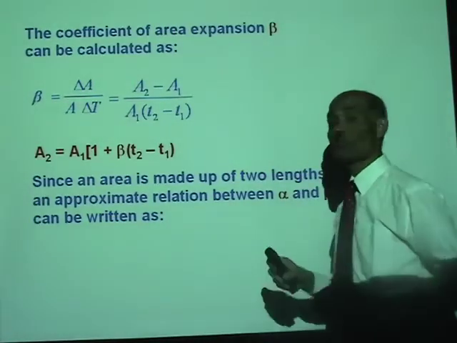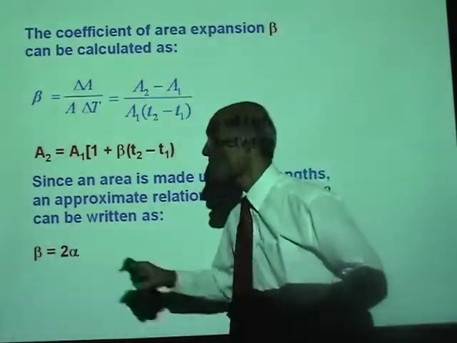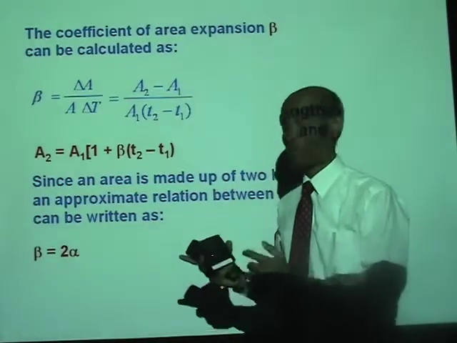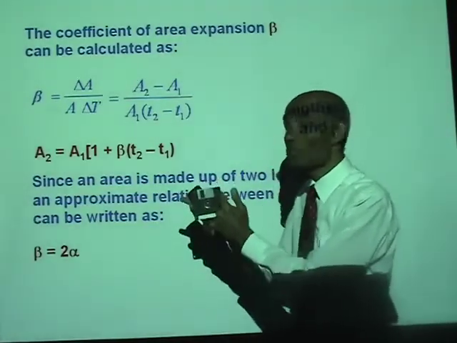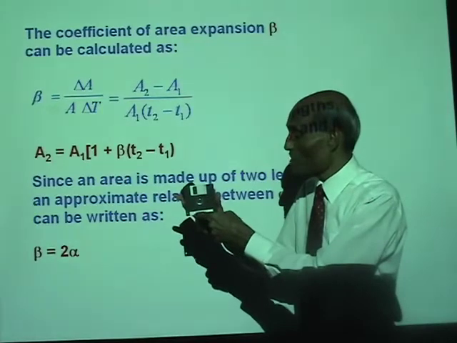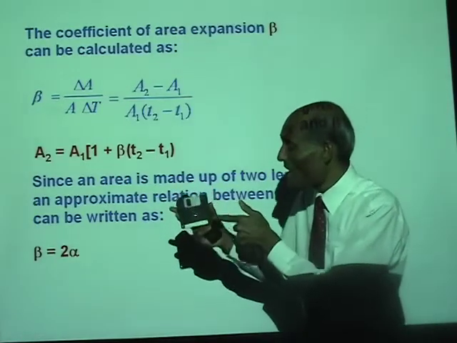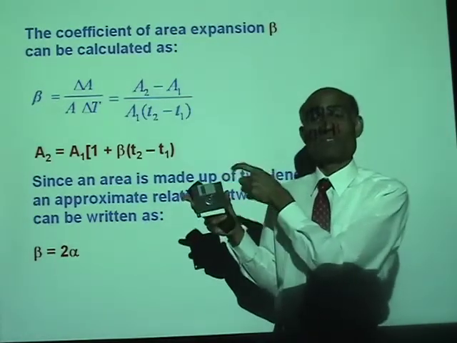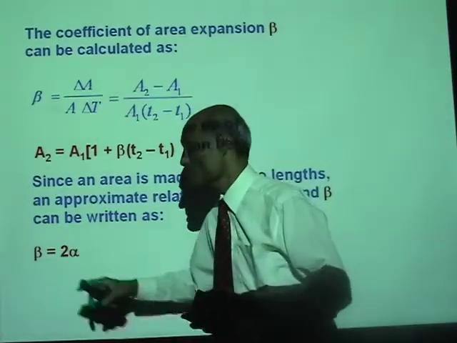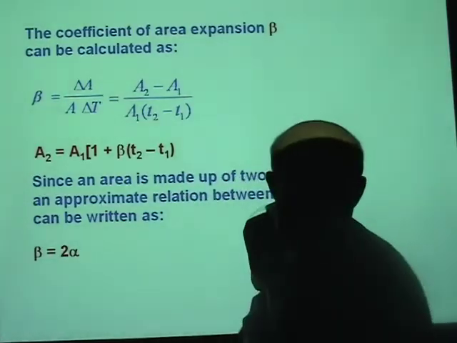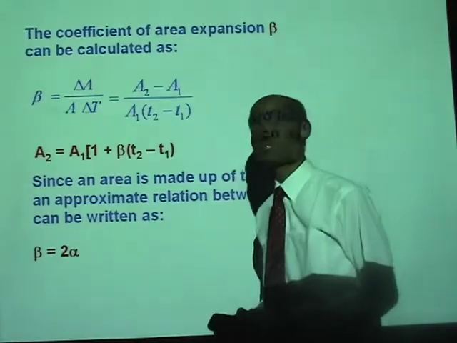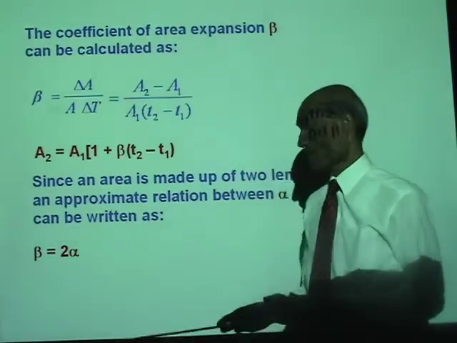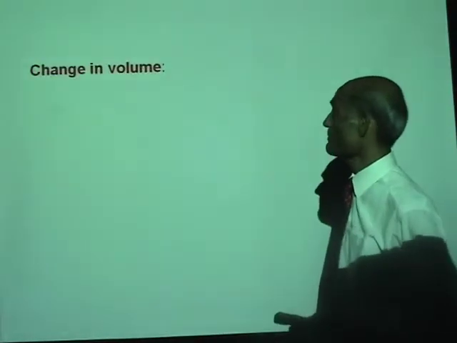Well, beta will be approximately 2 times alpha. Why? Because a change in area involves a change in length and another change in length. So, the coefficient of area expansion is approximately 2 times the coefficient of linear expansion.